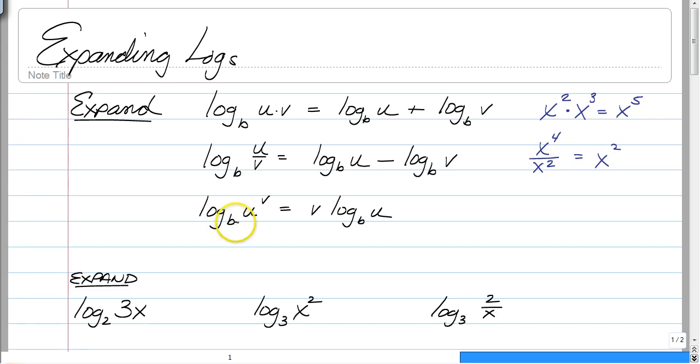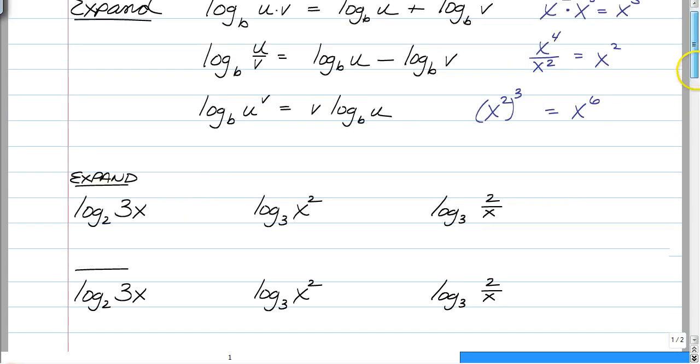And then log base b of u raised to the v power is the same as v times log base b of u. X squared to the third power, raising an exponent to a power, is the same as multiplying, so that's going to give us x to the sixth power. So, yes, they are very similar because, well, logs are pretty much the inverses of powers and exponents.